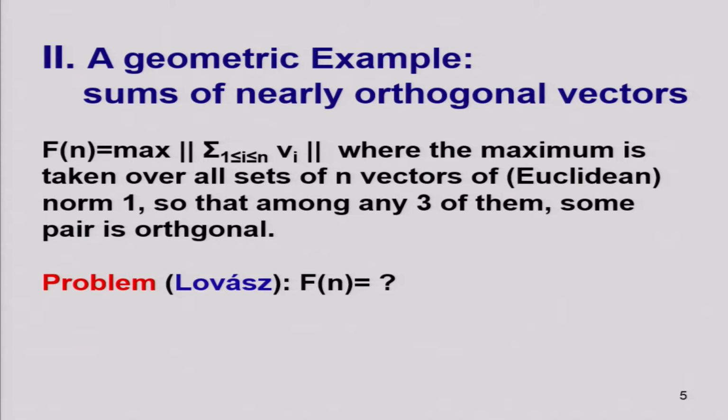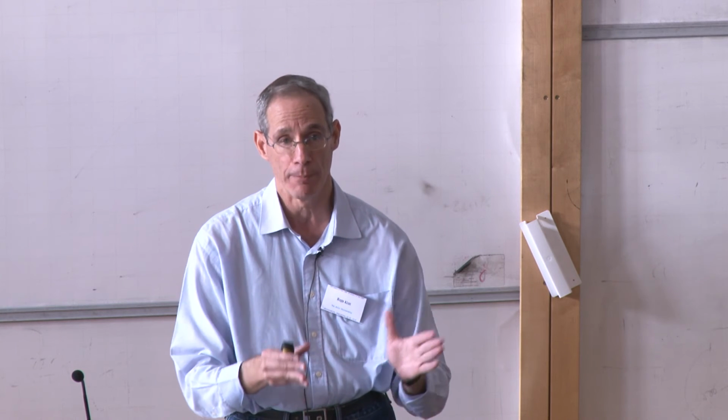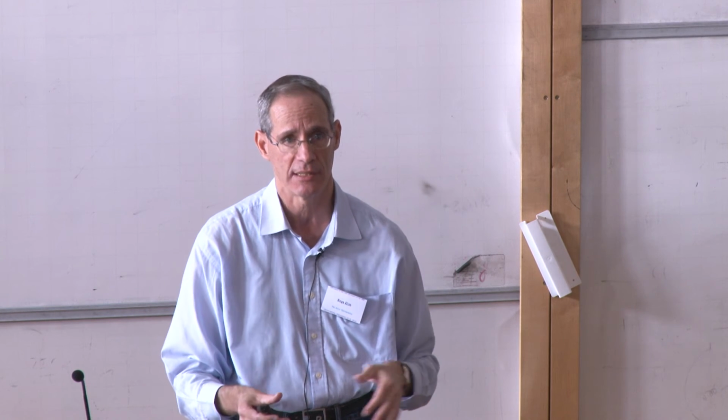So let me denote by f of n the maximum possible norm of a sum of n unit vectors in Euclidean space. So we have n unit vectors in Euclidean space. We don't specify the dimension, so the dimension can be n, like the span of these vectors. And we want to maximize the norm of their sum, so we sort of want them all to point in the same direction in some sense.